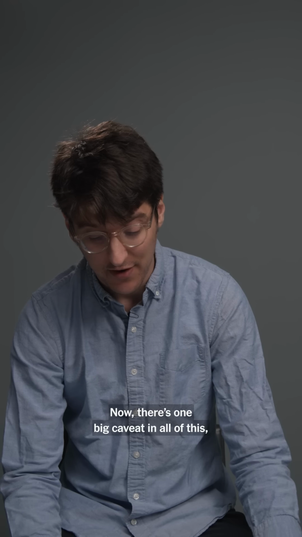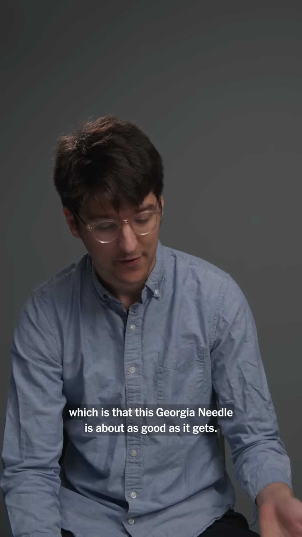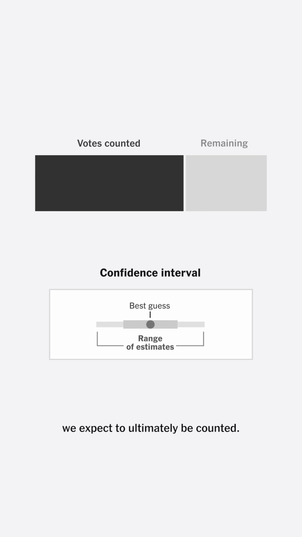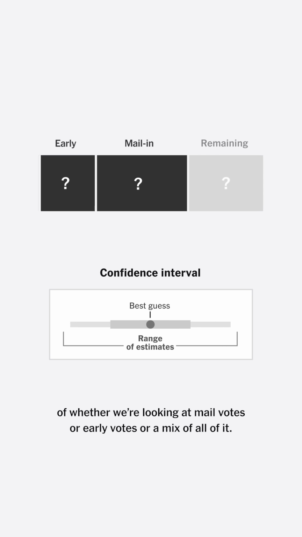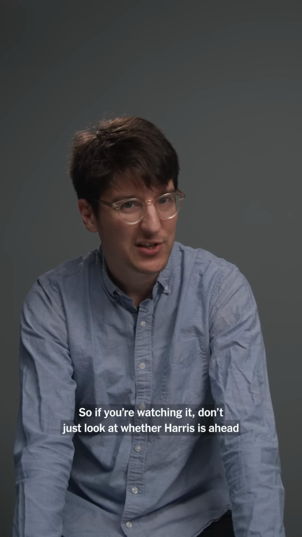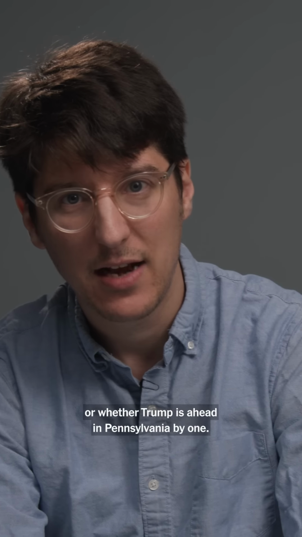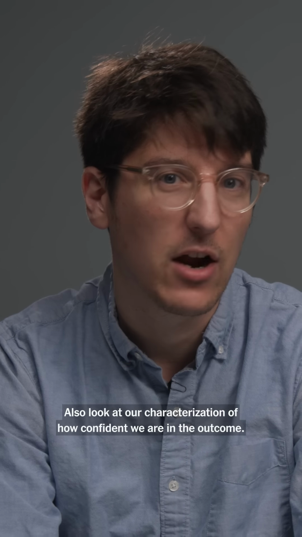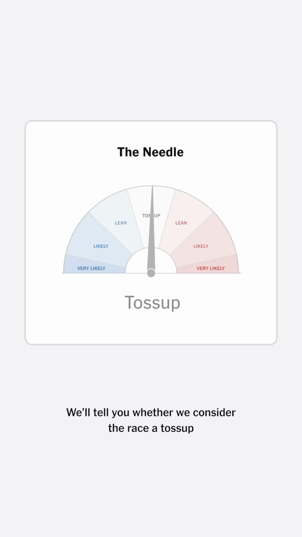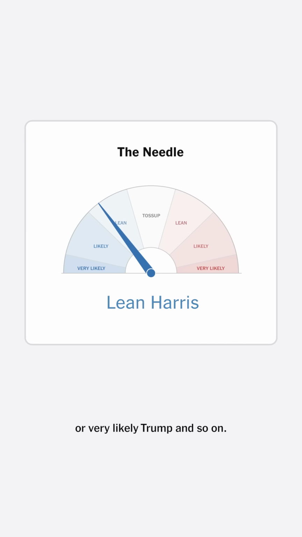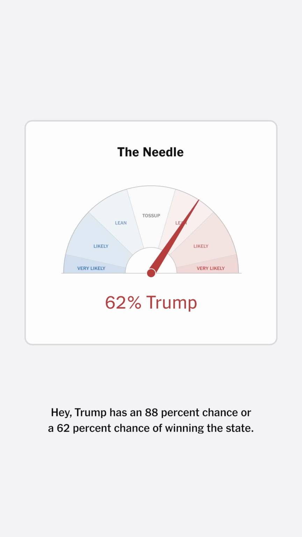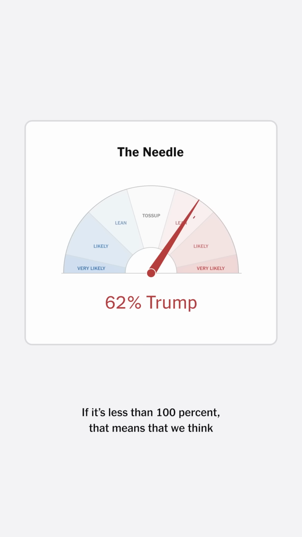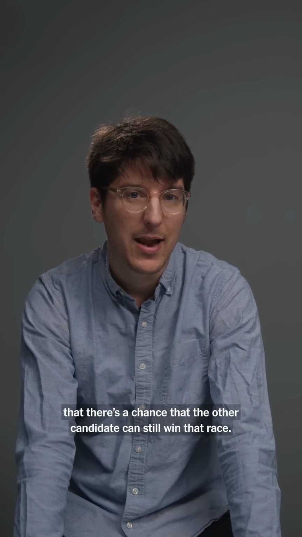Now, there's one big caveat in all of this, which is that this Georgia needle is about as good as it gets. In some states, we have no idea how many votes we expect to ultimately be counted. In other states, we don't have a great sense of whether we're looking at mail votes or early votes or a mix of all of it. So if you're watching it, don't just look at whether Harris is ahead or whether Trump is ahead in Pennsylvania by 1. Also look at our characterization of how confident we are in the outcome. We'll tell you whether we consider the race a toss-up or lean Harris or very likely Trump and so on. There's also a probability that says, hey, Trump has an 88% chance or a 62% chance of winning the state. Those probabilities are real. If it's less than 100%, that means that we think that there's a chance that the other candidate can still win that race.